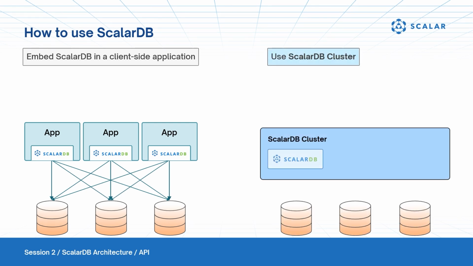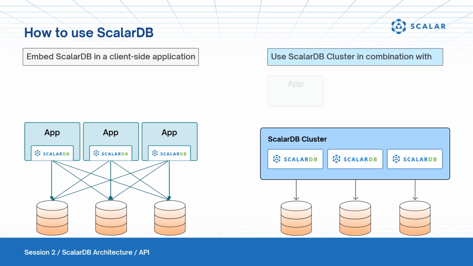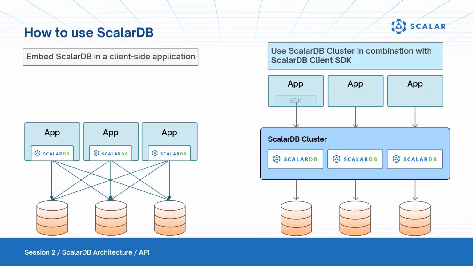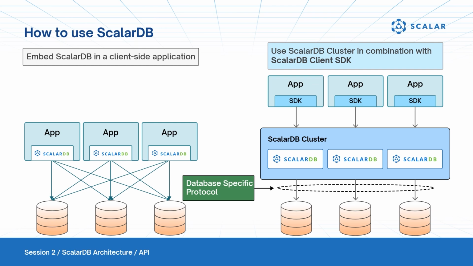ScalarDB cluster is a clustering solution for ScalarDB that consists of a set of cluster nodes. When using ScalarDB cluster with a client-side application, you can use the ScalarDB client SDK. It is the same as embed type. Communication between ScalarDB cluster and the database is done using database-specific protocols. Communication between the client SDK and ScalarDB cluster is done using gRPC.